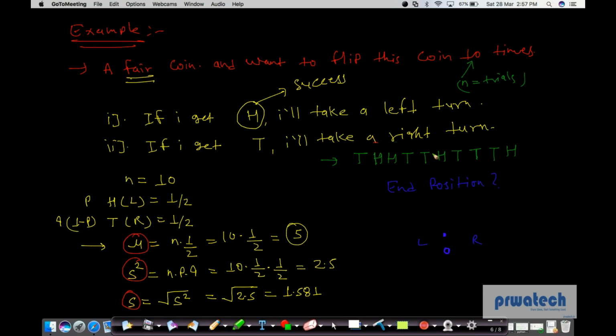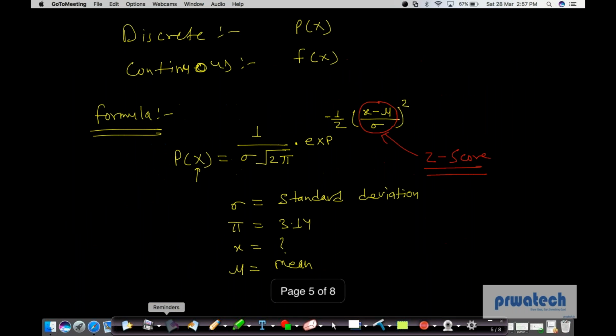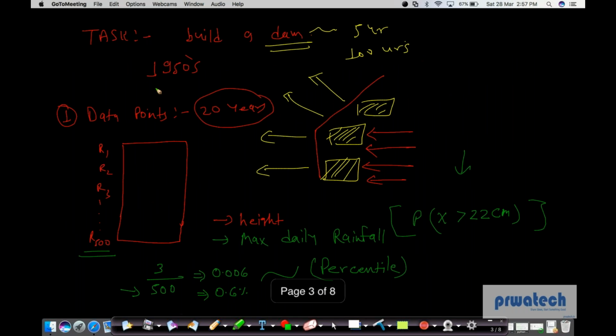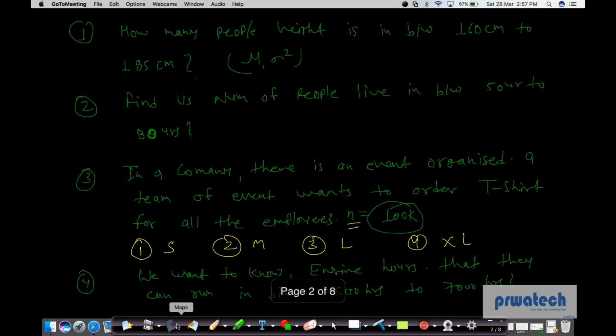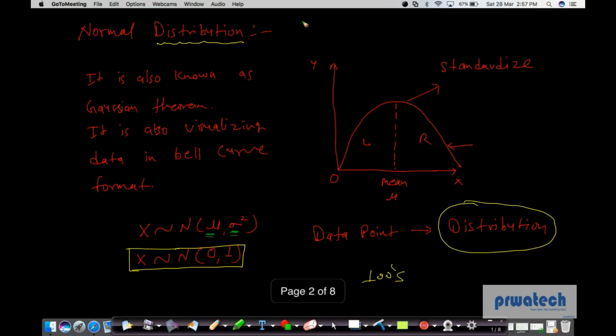But to understand this, normal distribution is again very important, because this is 33.3% of your statistics. Keep in mind, this is 33.3% of the statistics which we are using.